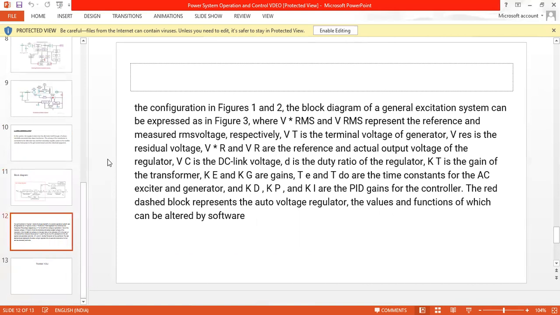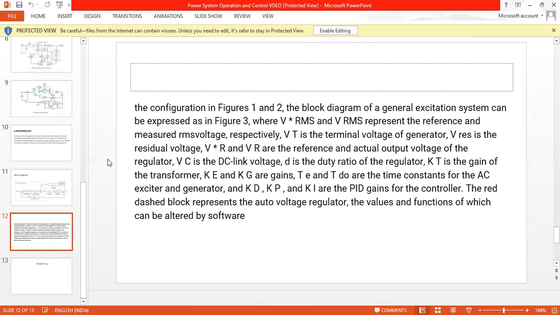In this block diagram of the auto voltage regulator, with the configuration in figures 1 and 2, the block diagram of the general excitation system can be expressed as in figure 3, where V*RMS and VRMS represent the reference and the measured RMS voltage respectively. VT is the terminal voltage of the generator. V residual is the residual voltage. V*R and VR are the reference and actual output voltage of the regulator. Here VDC is the DC link voltage. T is the duty ratio of the regulator, and KT is the gain of the transformer. KE and KG are the gains.